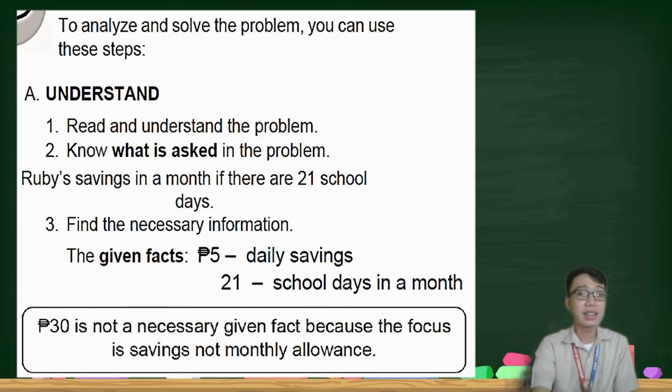30 pesos is not a necessary given fact because the focus is savings, not monthly allowance. So ang ibig sabihin nun, hindi mahalaga ang 30 pesos kasi hindi nakafocus doon ang ating problem. Okay, yun ang hinahanap natin ay ang savings niya in a month, hindi ang kanyang allowance.